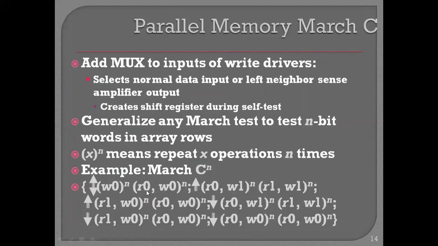So अगर parallel operation है, we are going to repeat the operation n times, where n indicates the number of bits in a word. That is, अगर 32 bit का word है तो n क्या होगा, 32 है. मतलब 32 times मुझे वही march element repeat करना है. Okay, fine.